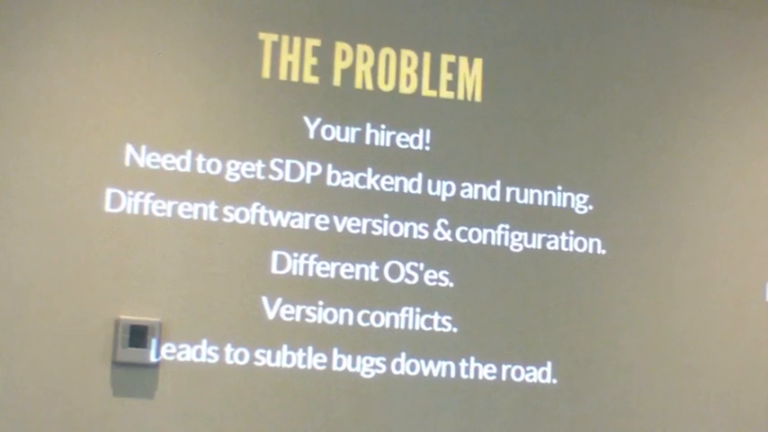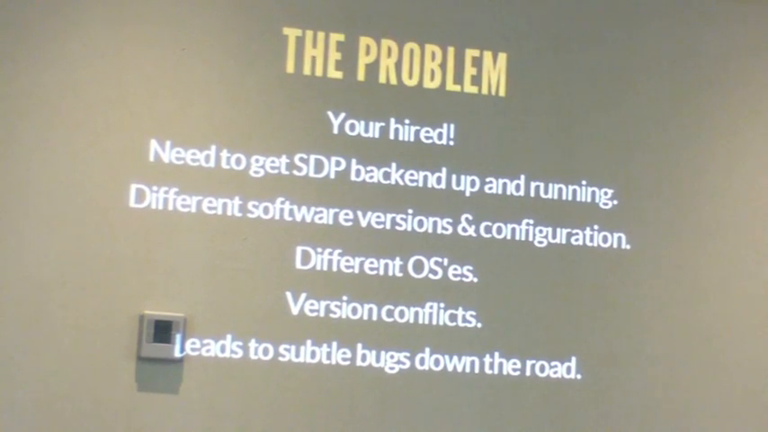So there's a typical problem. You hire a new guy, and we say, right, okay, get the STP backend up and running. He copies a VM from somewhere, he's running some weird flavor of Linux or Windows, or there's different versions. He's left to his own devices. Version conflicts, weird and different setups, and everyone's machine is different. It's a pretty common problem and leads to subtle bugs down the road.